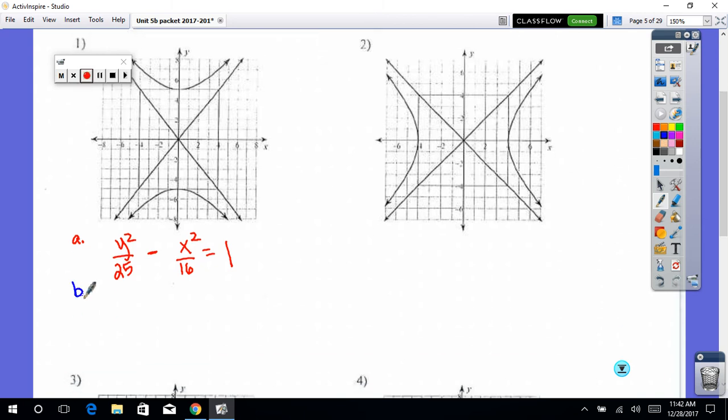Okay, our asymptotes are our rise over run, so whatever's with the y, square root of that, so we have 5, plus or minus 5 over square root of that, which is 4. And for the foci, add these up, take the square root. So we have 25 plus 16. And that gives us the square root of 41.